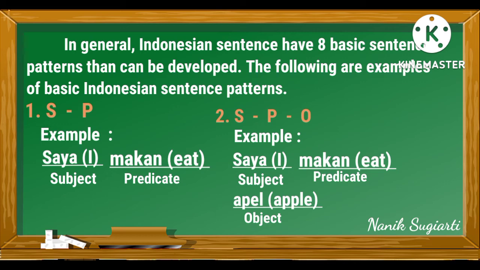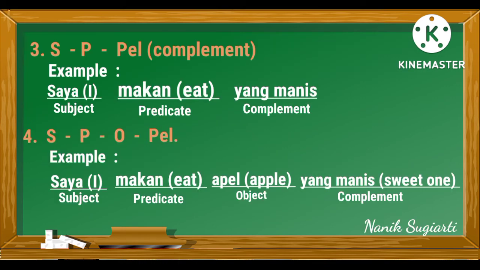2. SPO. Example: Saya, I, subject, makan, eat, predicate, apel, apple, object. 3. SPPel, complement. Example: Saya, I, subject, makan, eat, predicate, yang manis, complement.